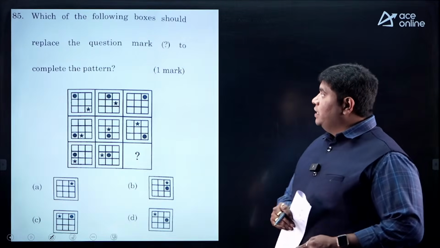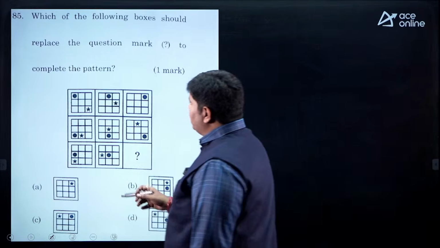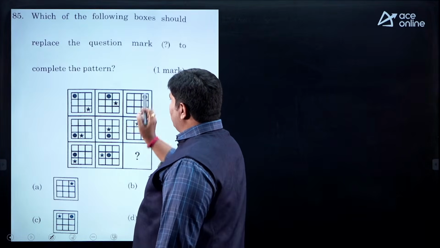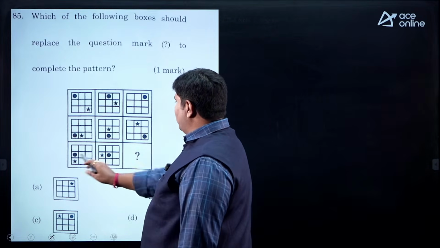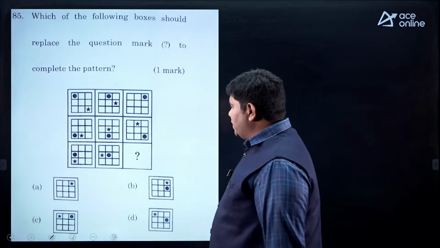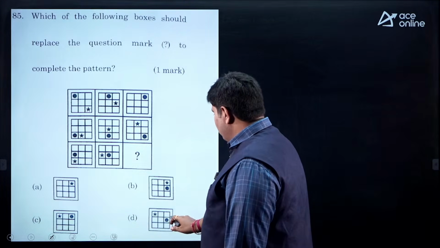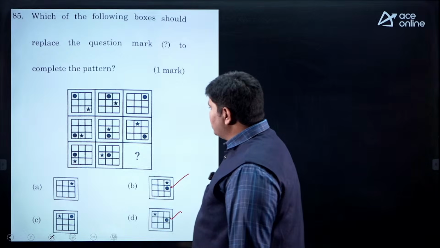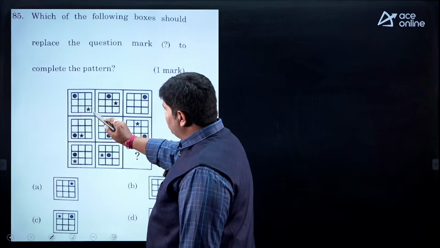Next, based on the pattern, observe this dot position: 1, 2, 3. Okay, 1, 2, 3 is important. The last place is in the middle, this one middle, this one middle. About the star, 1, 2, 3.